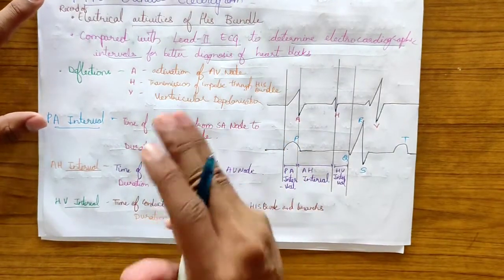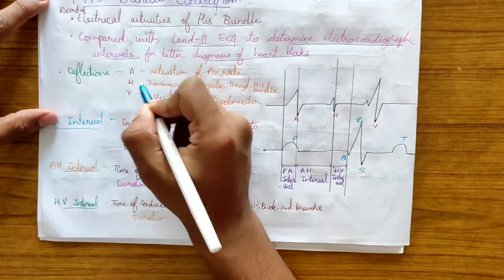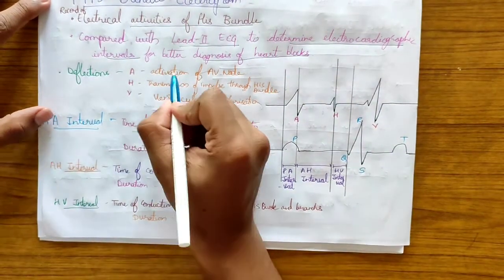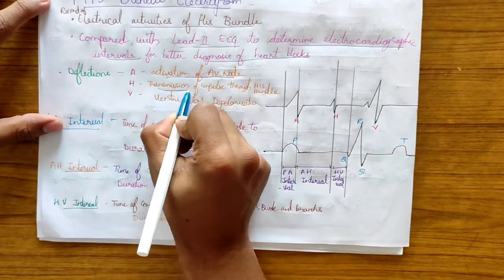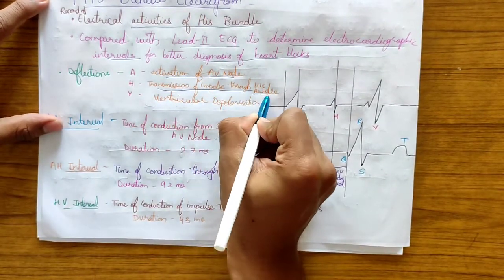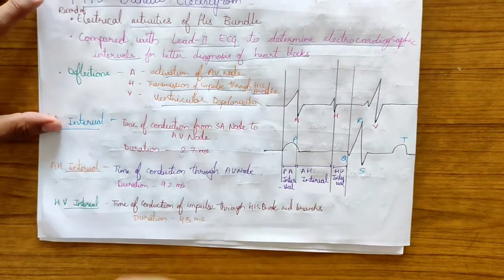There are mainly 3 deflections in the His bundle electrogram. Those are A, H and V. The A deflection stands for the activation of the AV node. The H deflection is the transmission of the impulse through the His bundle. And the V deflection represents the ventricular depolarization.